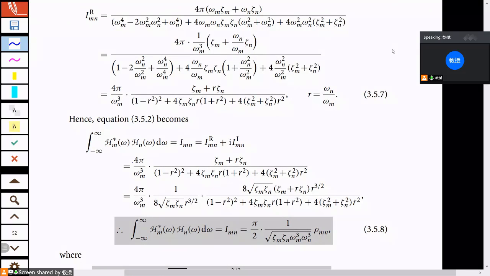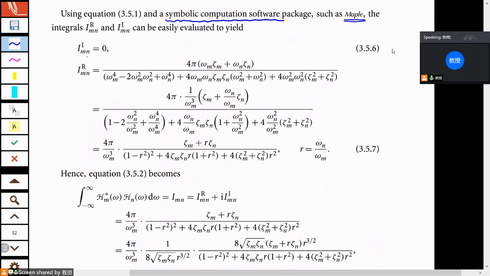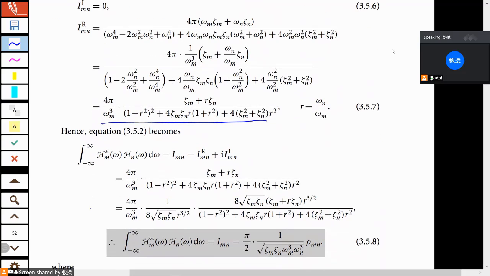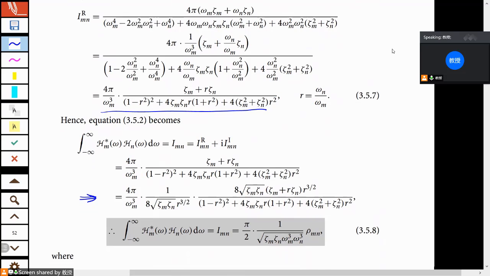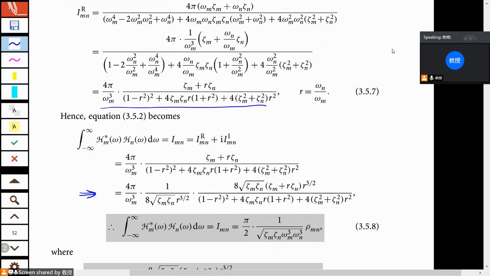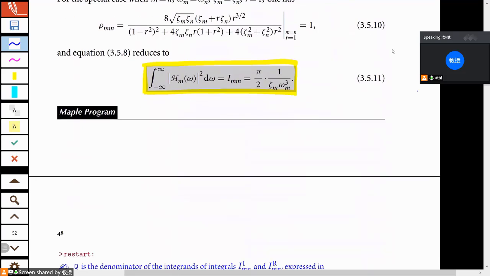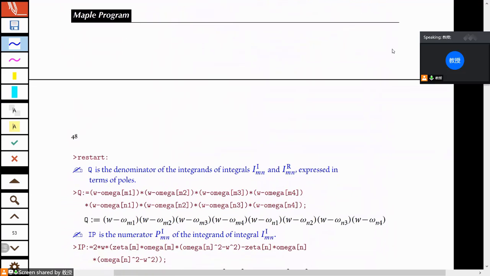So when you integrate, we find that the integral from the imaginary part is 0. For the real part, it can be simplified to this expression. Therefore, the integral can be obtained like this. It's quite amazing that people were able to evaluate this complex integral in the 70s by hand. And if you use Maple, it's quite easy to evaluate.